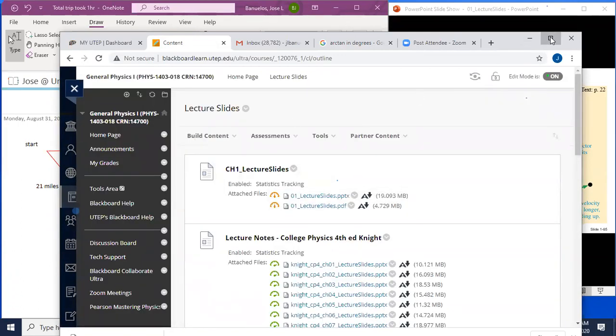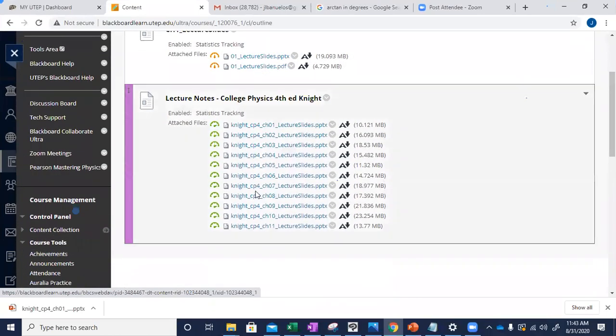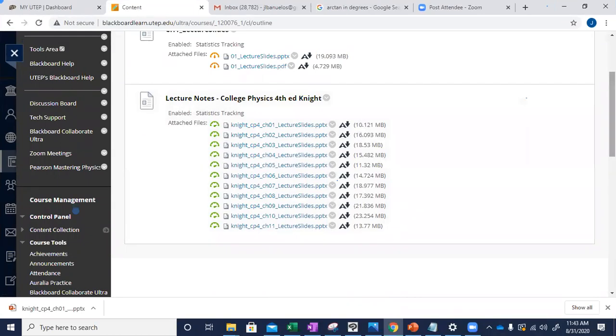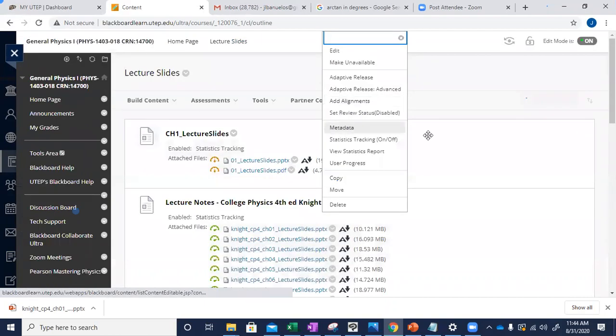So if you click on the lecture slides thing, this thing opens up. Everything you see at the bottom, it says lecture notes, college physics, 4th edition. Everything below it is all the PowerPoint slides. So I recommend you download all of them. But first, let me know if you can see this or not on your account. But you should be able to. And then you just click and download. I think if you click on the main one, you can maybe download everything. Oh, maybe not.